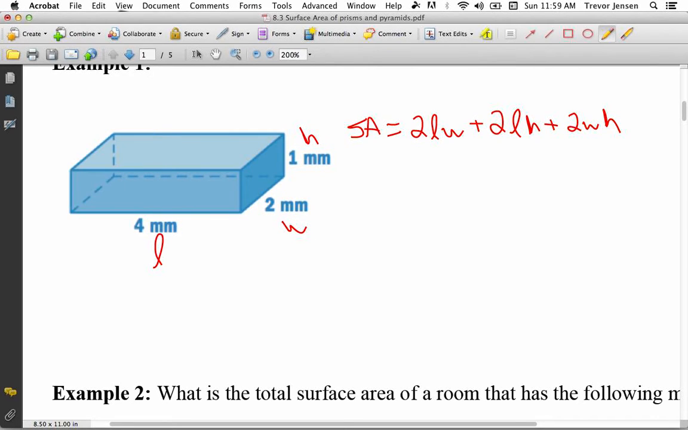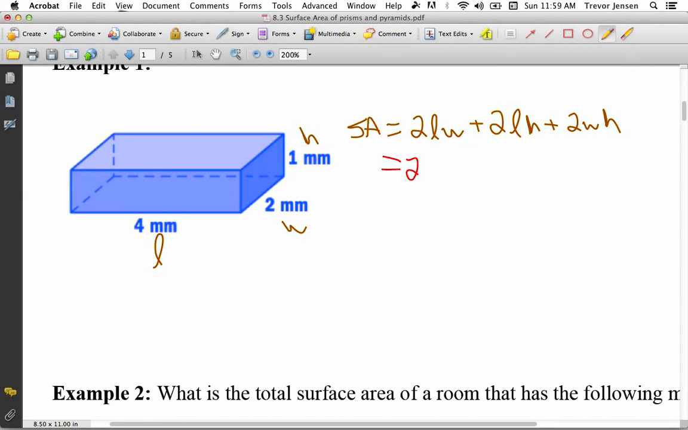L, W, and H. Make sure each of them gets a different label. So I've got my length of my prism, or length of the rectangular base, width of the rectangular base, and the height of the prism. So what I need to do now is plug them into my formula.